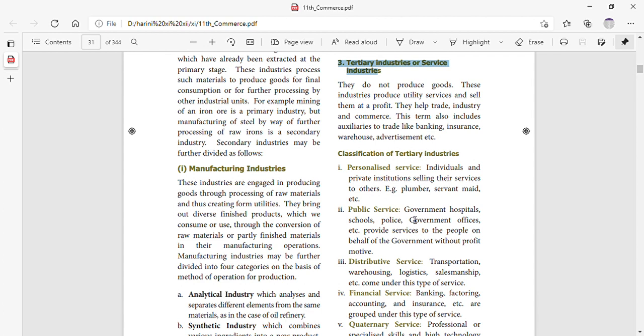So distribution service: transportation, warehousing, logistics, salesmanship. For distribution, just consider ST courier or professional courier or your post offices. What do they do? They transport one thing from one place to another. They keep that product safely. And logistics is transporting it.